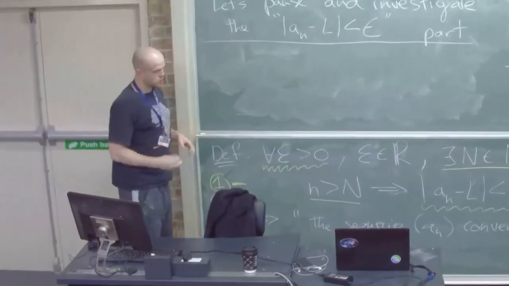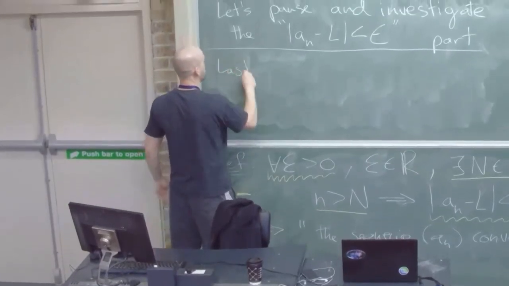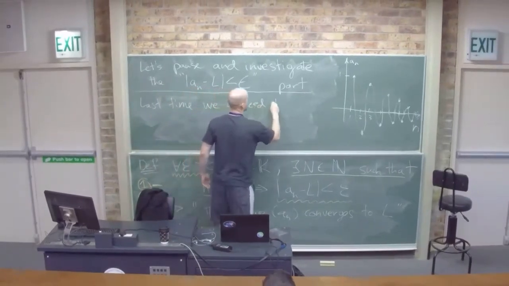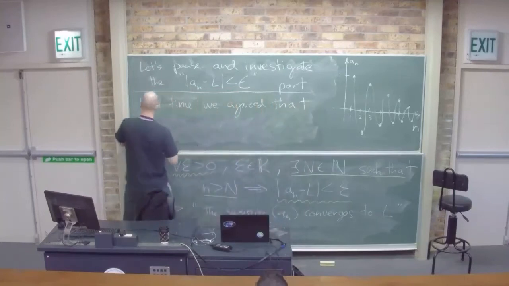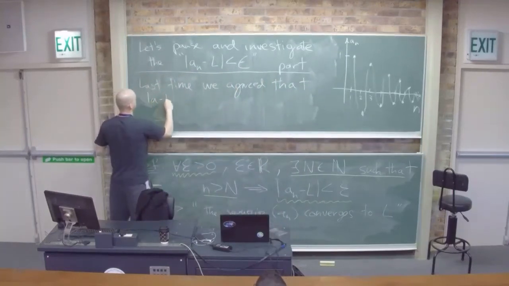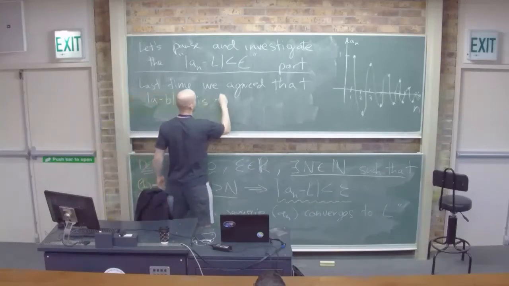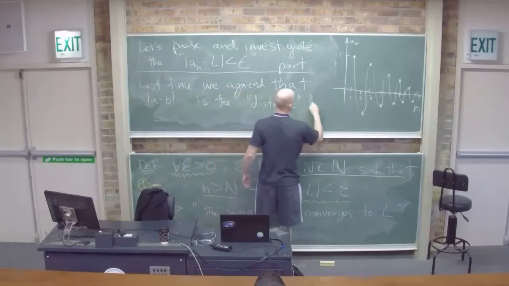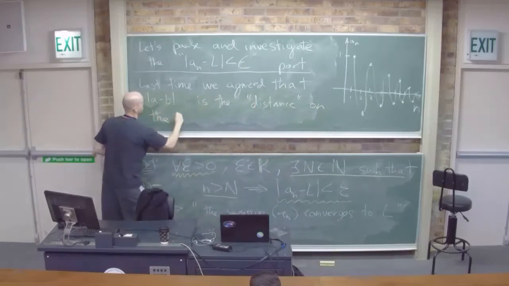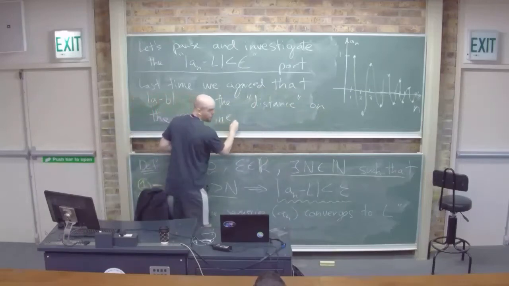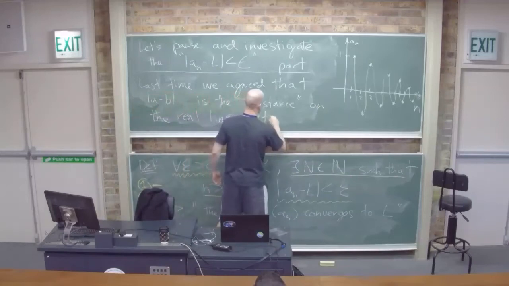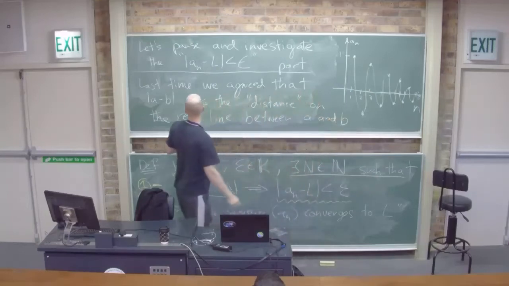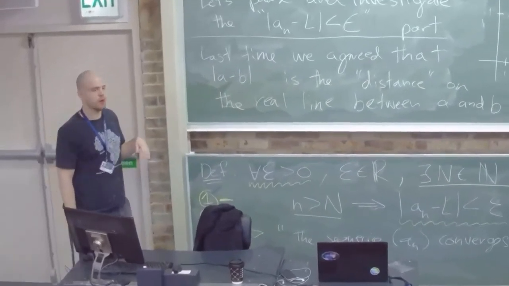So what I want you to know, I'm not sure if you've seen it before. So last time we agreed that the absolute value |a - b| is the distance on the real line between A and B. Okay. So we agreed on that last time. Is anyone unhappy with that so far?